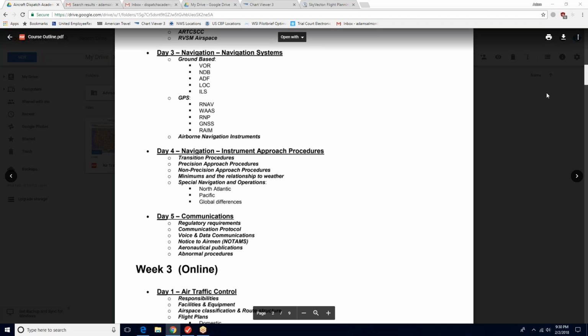Can somebody tell me what RVSM stands for? Reduced vertical separation. Correct. Yep, reduced vertical separation minima. Yep. And what flight levels are associated with RVSM? Can you repeat the question? Yeah, what flight levels are associated with RVSM airspace?